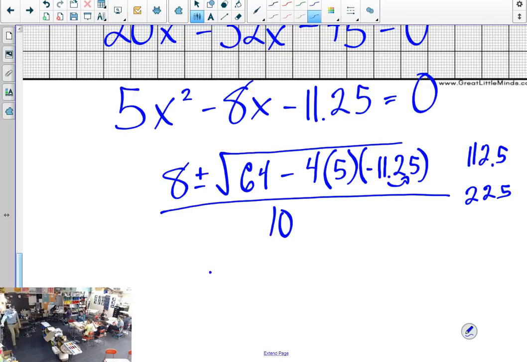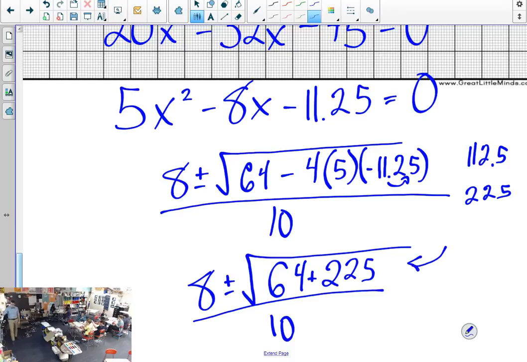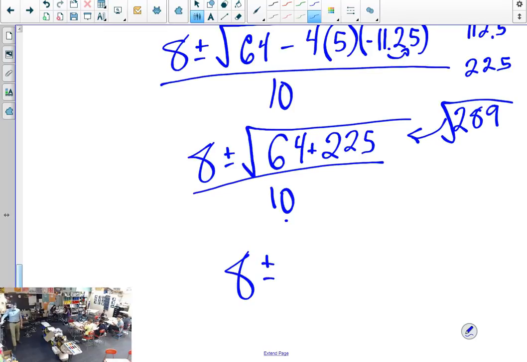So we would then have 8 plus or minus radical 64 minus, sorry, plus, because of the negative negative. So then we can think about this momentarily. That's 289. Is there a perfect square of that? 17. So even writing it out and doing it manually, we just get 8 plus or minus 17 divided by 10. Mic drop.